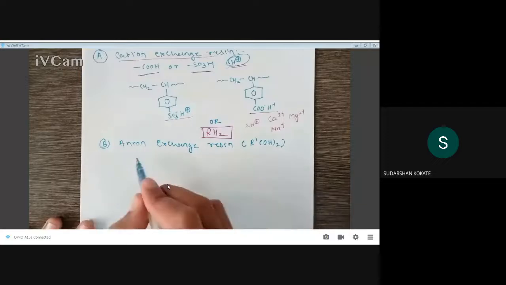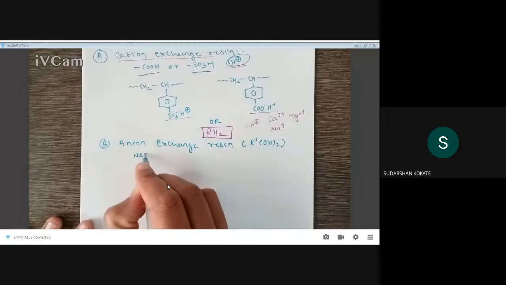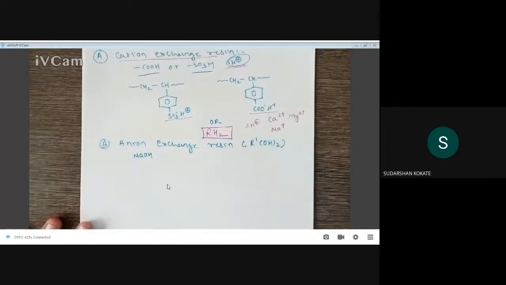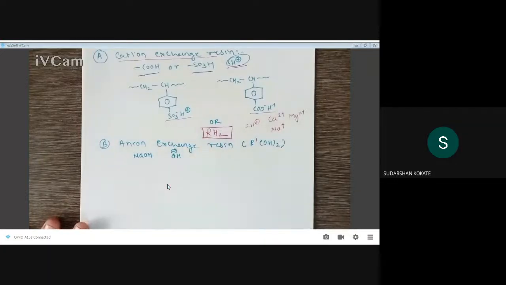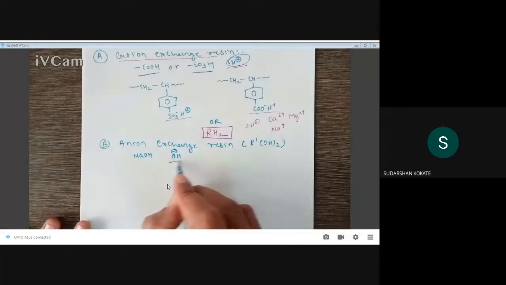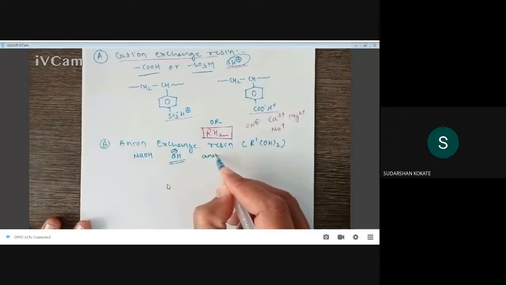And on the treatment with what? Sodium hydroxide, NaOH, right? On the treatment with sodium hydroxide, it can obtain what? OH minus ion as an integral part of this structure, right? So hence this OH minus ion is easily replaceable with what? Anions present in your hard water sample, right?